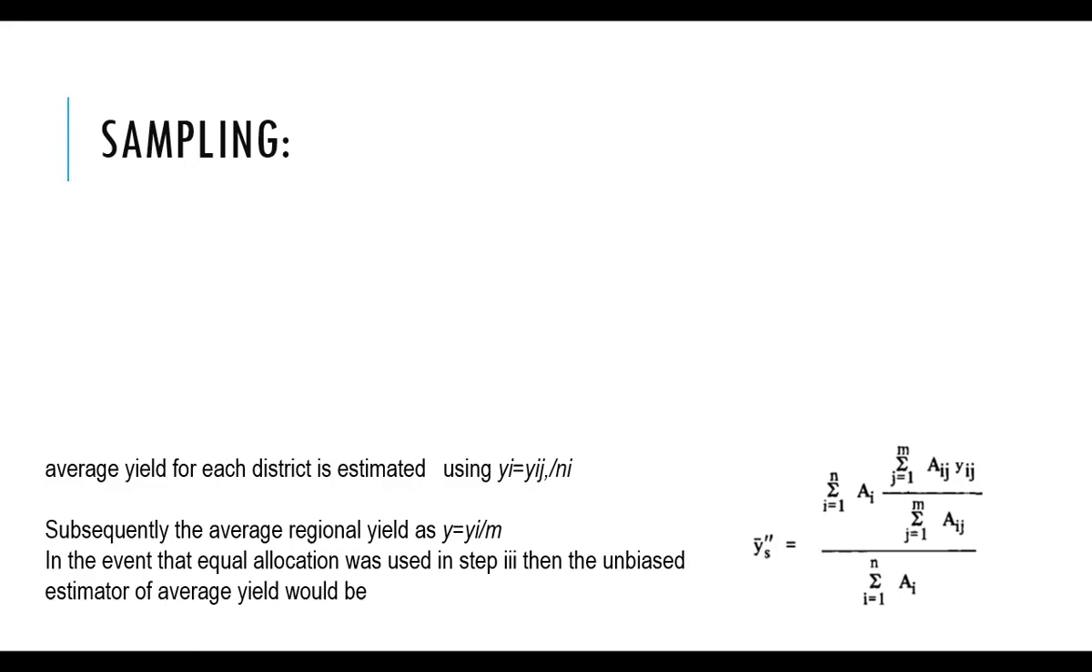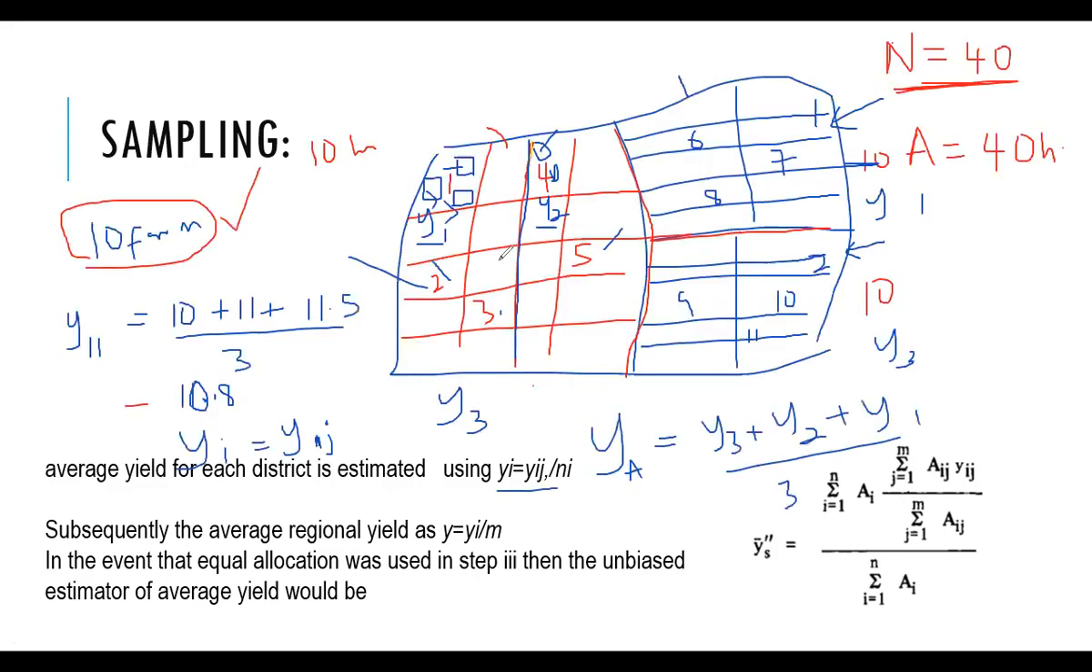yield from the region is to factor in the area. You use the areas. Let's say you give equal allocation to farm A. So instead of allocating 5 farms to district 3, and then 3 farms to district 1 and then 3 to district 2, you decided to give all of them 3, 3, 3. When you do that, the area for district 3 is twice that of the rest, so your estimation will be very, very inaccurate.